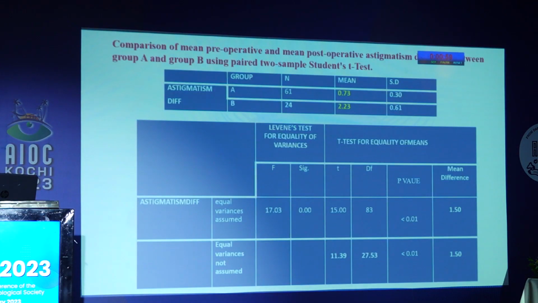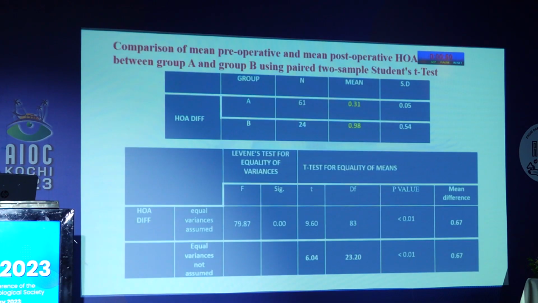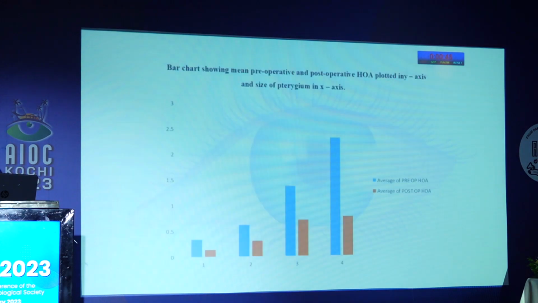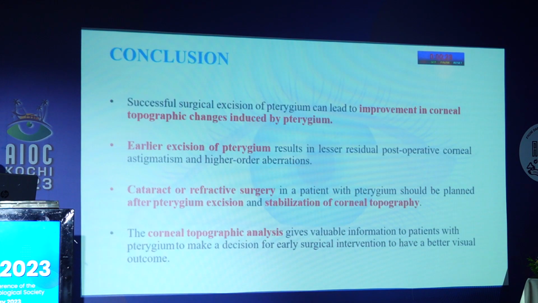We compared the mean preoperative and postoperative astigmatism difference between Group A and Group B, and Group A showed a significant decrease. We did the same for the higher order aberration, and Group A showed a significant decrease. There was a statistically significant improvement in visual acuity and a decrease in corneal astigmatism before and after pterygium excision. And there was a statistically significant reduction in pre- and postoperative higher order aberration in the anterior corneal surface.